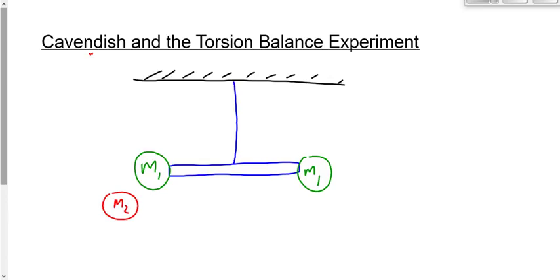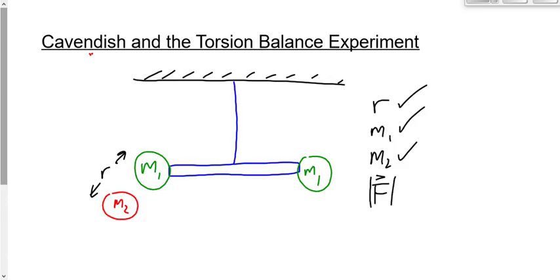It gets attracted. Now, not very much, so you have to have some way of magnifying the effect here, but in the end, it does get attracted, and it's brought towards it by a slight amount. We can measure the value of r, the distance that separates them, easily. We can measure the value of M1 easily. We can measure the value of M2 easily. We can measure the value of the force, not quite so easily, but we can still do it.